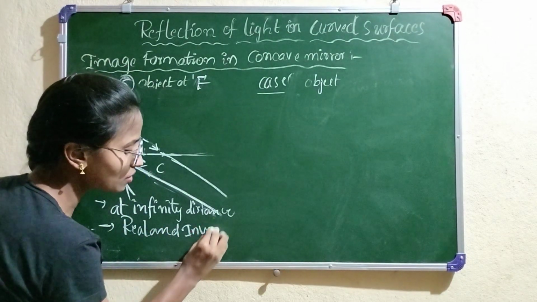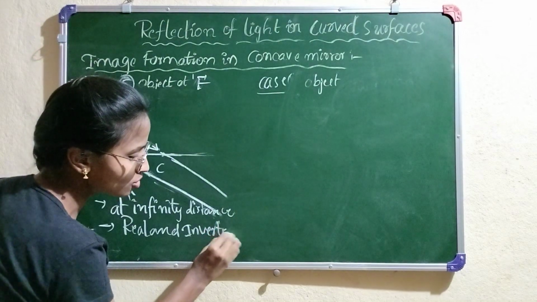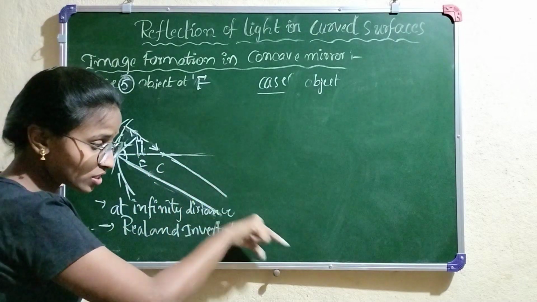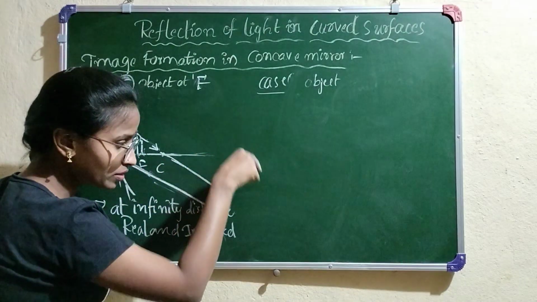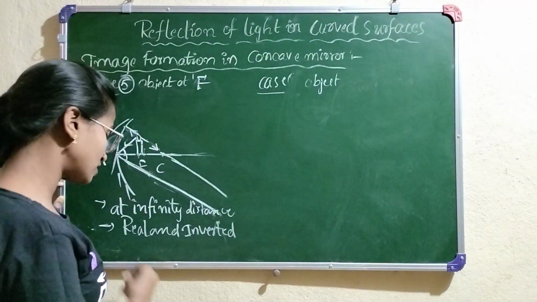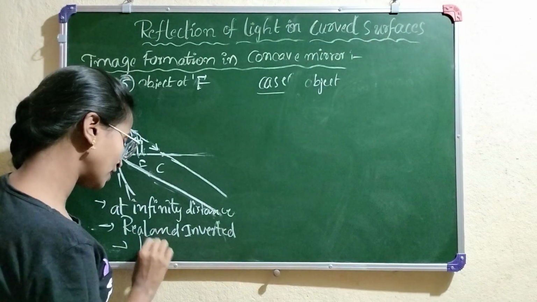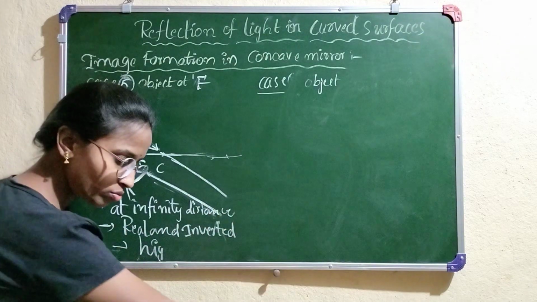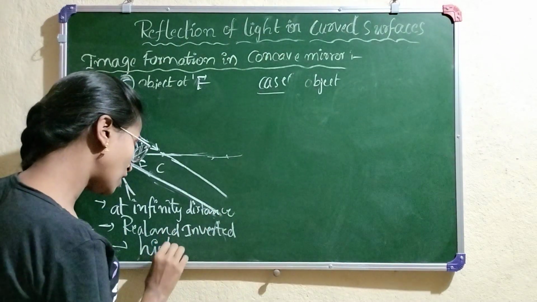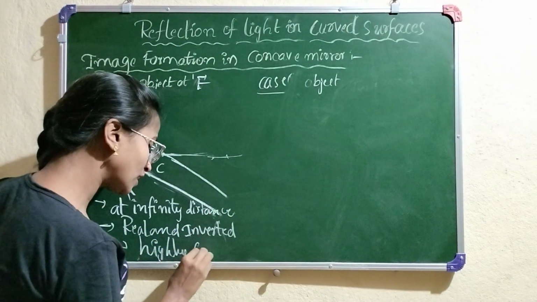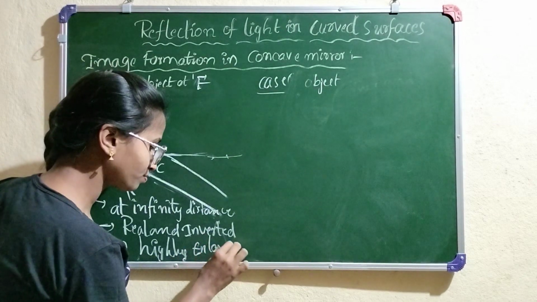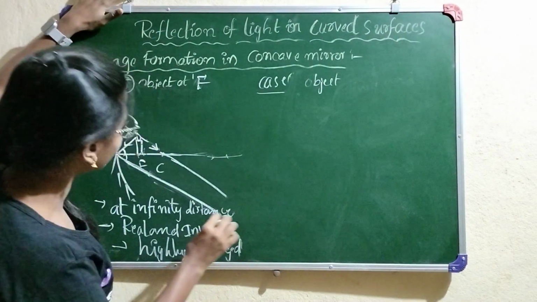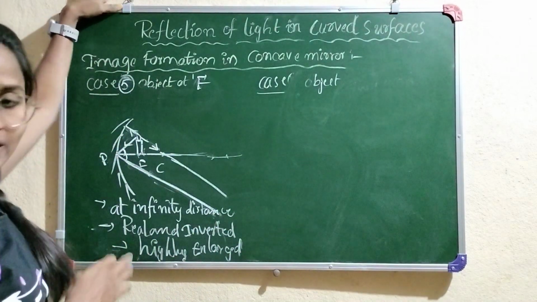And how is it? As soon as the distance of intersection is increasing, the size of the image will be enlarged more. That is the reason it will be highly enlarged, because we have to draw the image from the principal axis itself, downwards. So it will be highly enlarged. Am I clear? This is case 5.